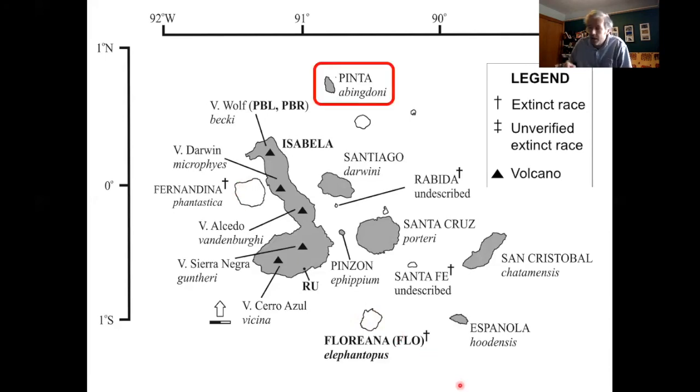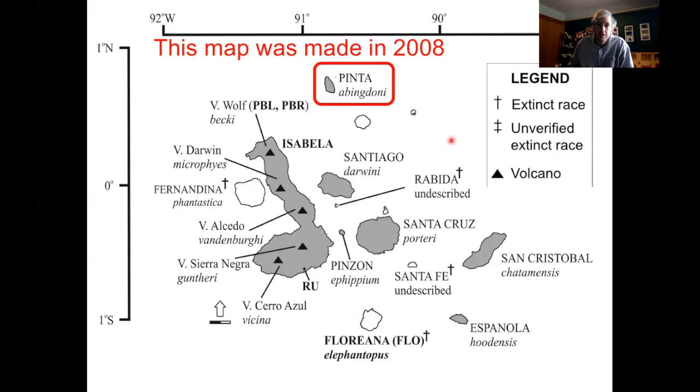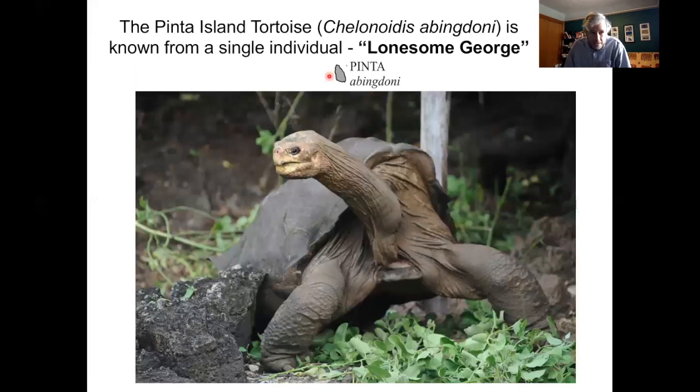But we need to talk about this one island in particular. So this is Pinta and the Pinta Island giant tortoise. This map was made in 2008, and this is critical. In 2008, it shows this island as having tortoises on it because it's labeled in grey. However, the Pinta Island tortoise, the species that inhabits Pinta Island, is known from a single living individual. His name was Lonesome George.